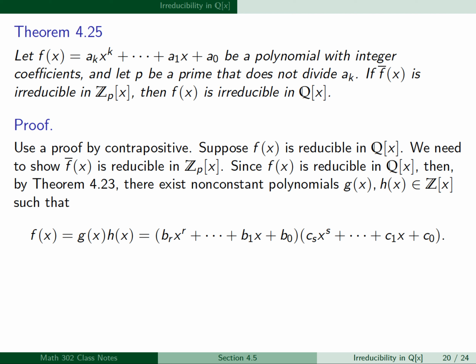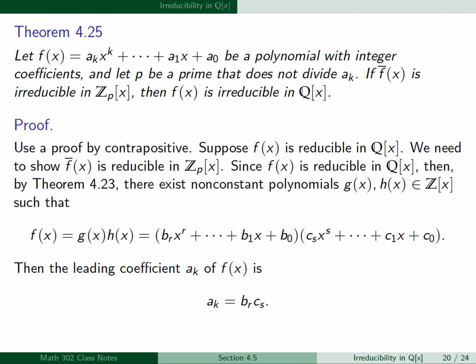Now, since f of x is reducible in Q[x], then by theorem 4.2.3, there exist non-constant polynomials g of x and h of x in Z[x], such that f of x is equal to the product g of x, h of x. And we can write out what g of x and h of x are. So g of x is b_r x^r plus down to b_1 x plus b_0. And h of x is c_s x^s down to c_1 x plus c_0.